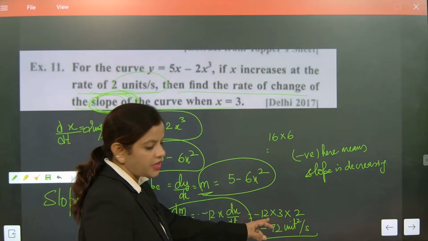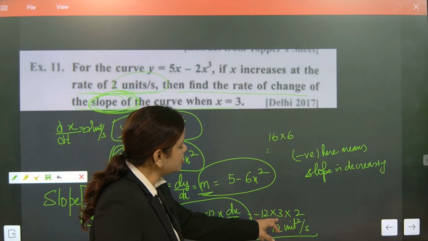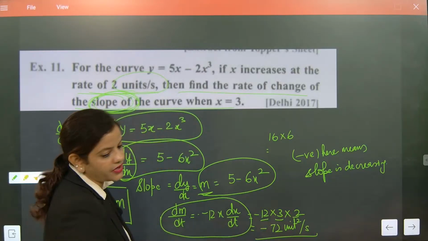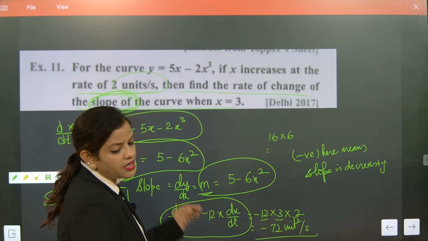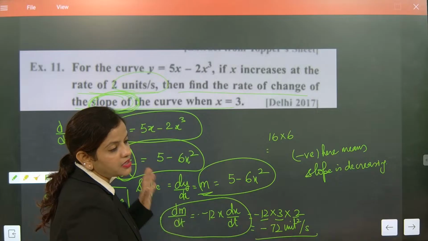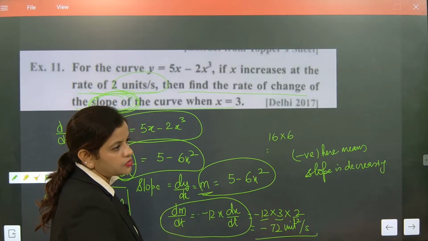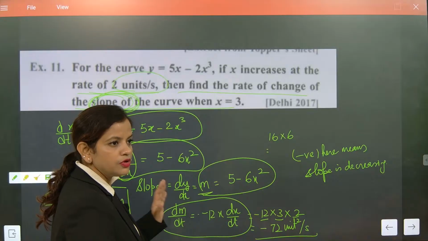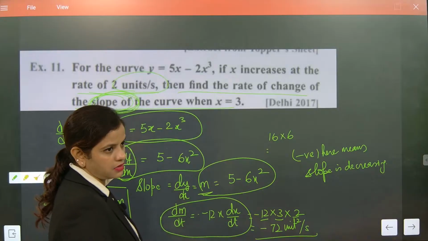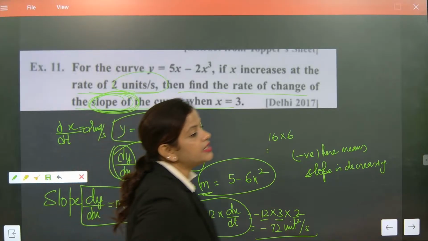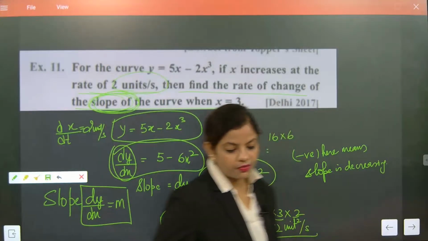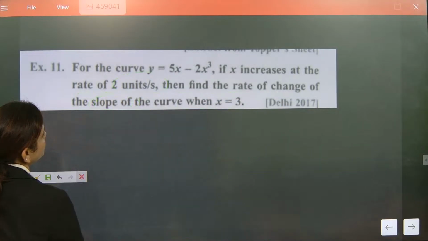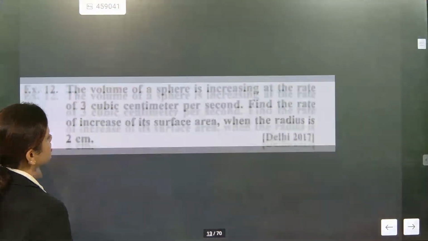And this part comes as, Kartika, you understood, na beta. So minus 12 into 3 into 2, so minus 72. What is the negative representing? Negative is representing that it is decreasing. So the slope is decreasing at a rate of 72 units square per second. Understood? Now we will go for the next part. Can you go for the next question, please?